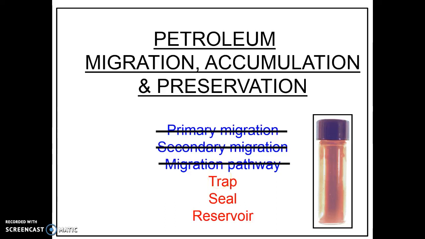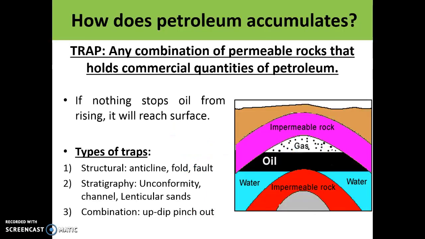Alright, next we move to the trap seals and reservoir rocks. So how does the petroleum accumulate? It's actually by trapping all the petroleum from migrating upwards to the surface. Traps are any combination of rocks that holds commercial quantities of petroleum. If nothing stops the oil from rising, it will reach the surface.